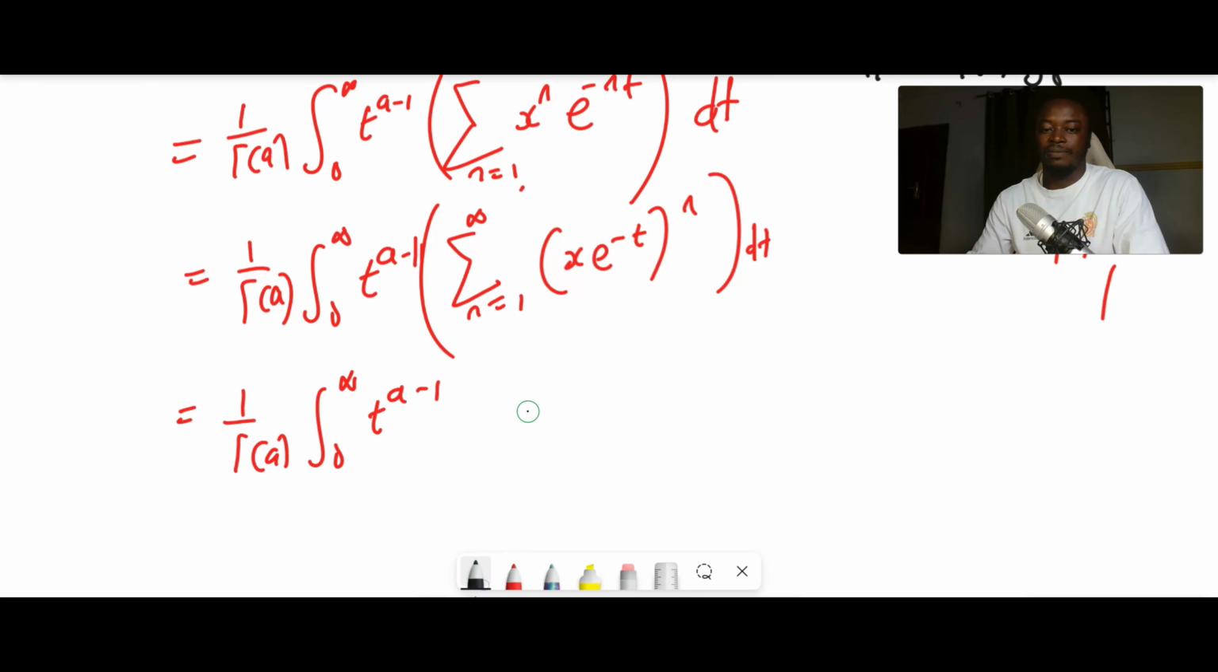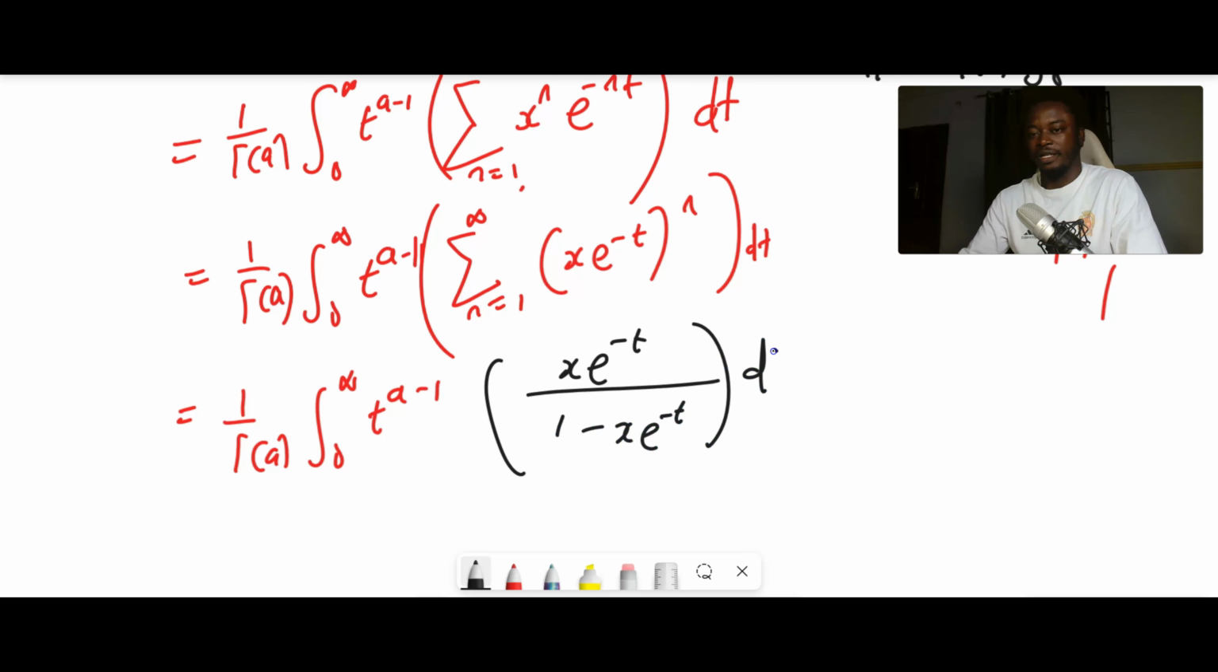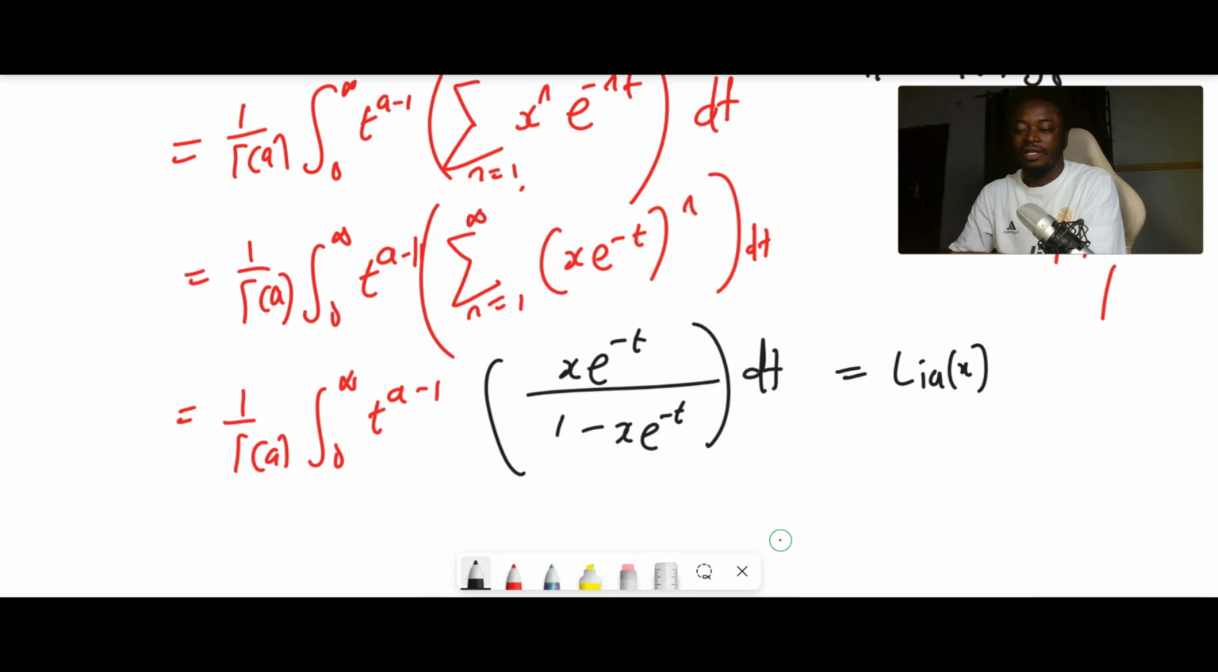Then I'll write in black, this is going to be equal to x e to the negative t all divided by 1 minus x e to the negative t dt. So now we have a beautiful integral. Keep in mind, this whole integral is equal to the polylogarithm of a of x, but we need to simplify this integral. We can't just leave it this way.